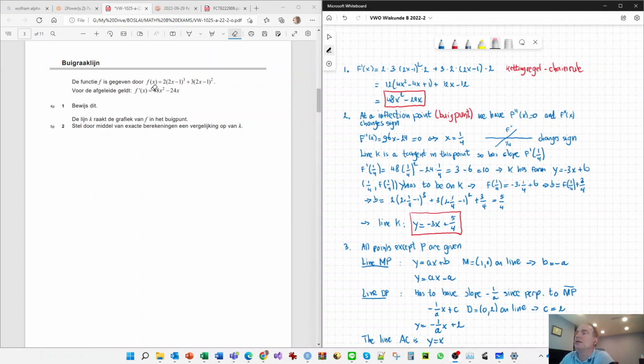So we have 2x minus 1 to the power 3, so the derivative becomes 3 times this to the power 2, and the derivative of this becomes a 2 in front times 2x minus 1, and then according to the kettingregel we need to multiply by the derivative of 2x minus 1, which is 2, so you get these two and here as well. So just work this out, combine the like terms, and then you easily get the answer.